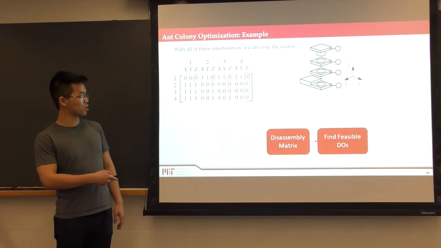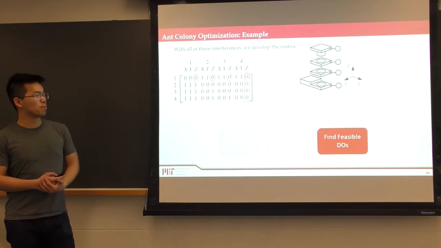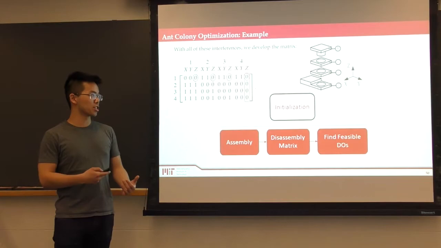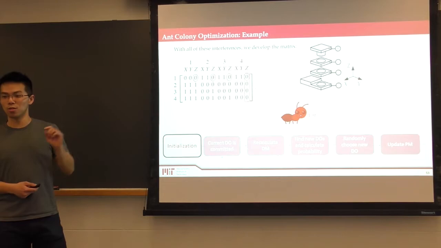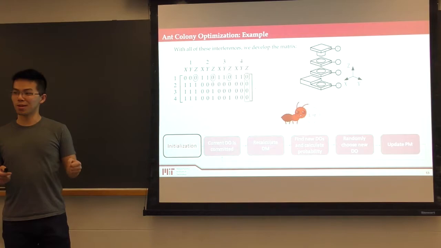Great. And so now we've found our feasible DOs, and we can move on with the rest of the actual optimization. This is just the initialization step. For the next part, we take our feasible DOs, and we stick cute little ants on them, just like before. For the sake of this example, we're also going to follow only one ant, just to make things very clear. This is the part where I ask that you don't fall asleep, because there's going to be a lot of equations and math that shows up. I'm going to do my best to keep entertaining.